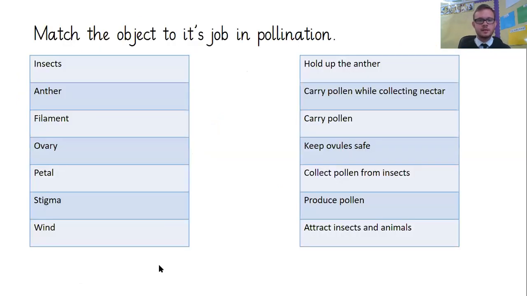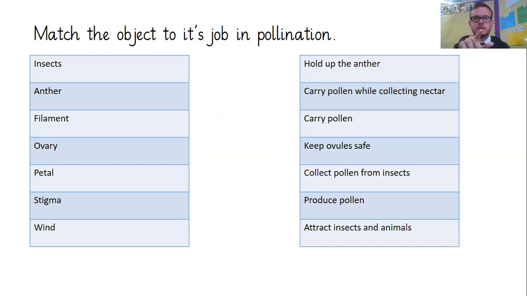Okay, this is now the next step for you. So can you please write down everything on the left, everything on the right, and match them up. Pause the video, have a go. Okay, did you get that?